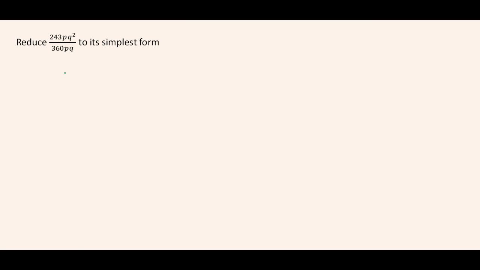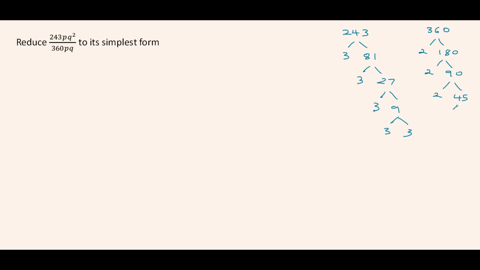Now we have 243 pq squared over 360 pq. So let's go ahead and figure out the prime factors for 243. We have 3 and 81. We have 3 and 27. We have 3 and 9. We have 3 and 3. Now 360, we have 2 and 180. We have 2 and 90. We have 2 and 45. We have 3 and 15. And we have 3 and 5.